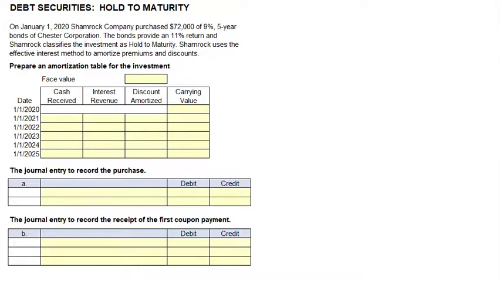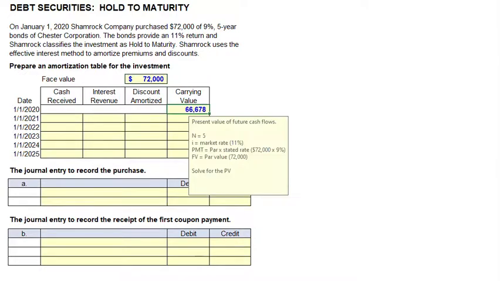First thing we're asked to do is pick up the face value, which is the $72,000 given in the problem. Next, we have to calculate the original purchase price or carrying value. We do this with our financial calculator or Excel formulas in this case. 5-year term, the market interest rate is 11%. Again, that's what investors are expecting to earn. The stated interest rate is 9%, and we multiply that by the $72,000 par value to get the coupon payment. And then we enter the $72,000 as the par value and solve for the present value of that bond.